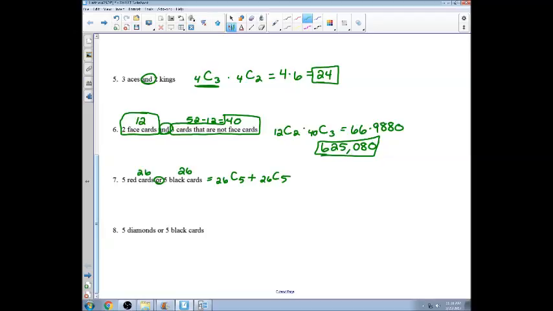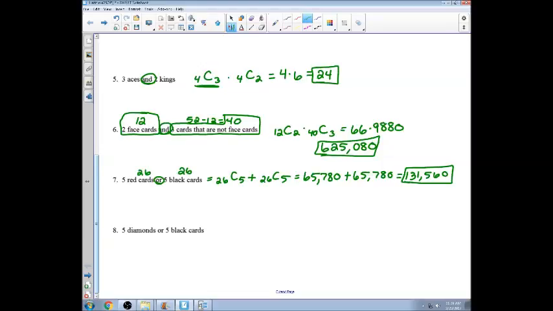All right? So again, if you use your calculator for your combination calculations, you end up with 65,780 plus 65,780, which would get me 131,560 different combinations that are possible.